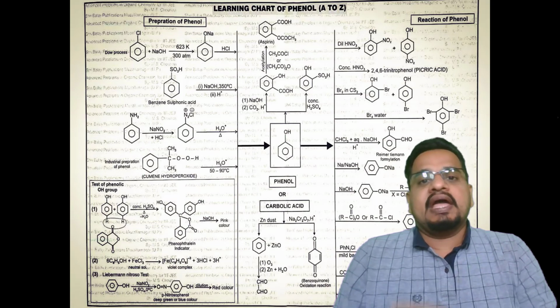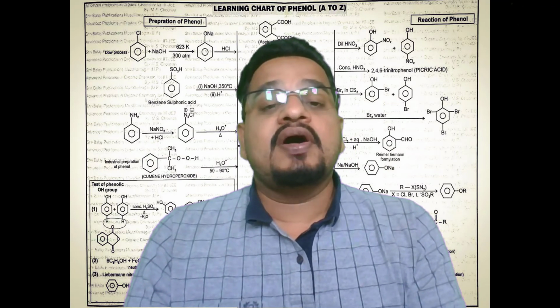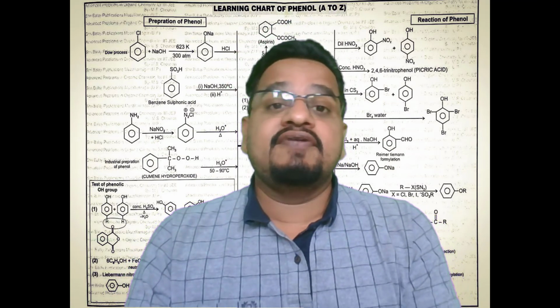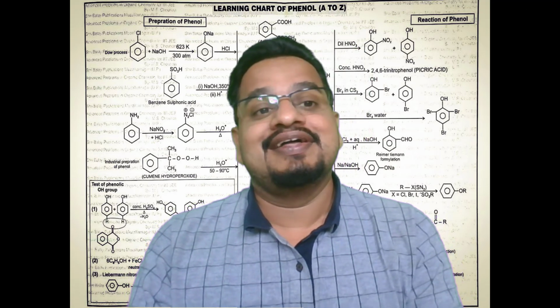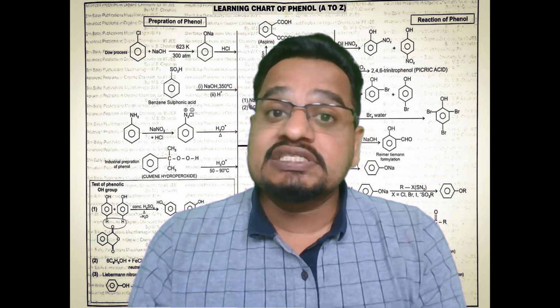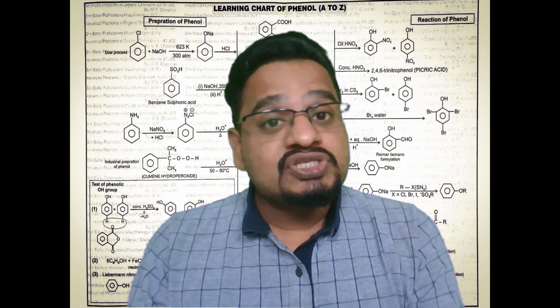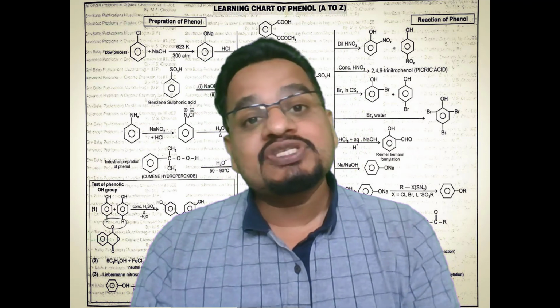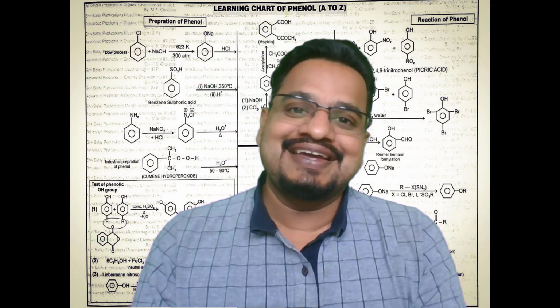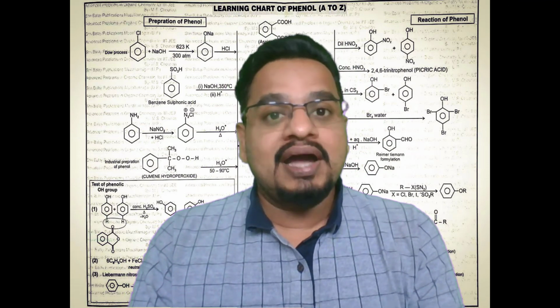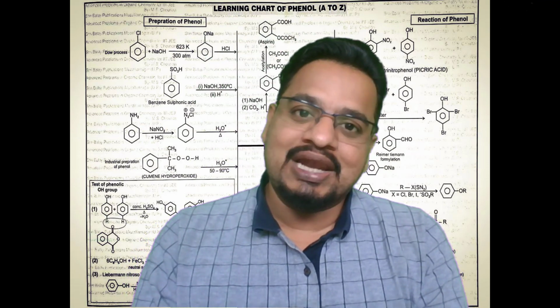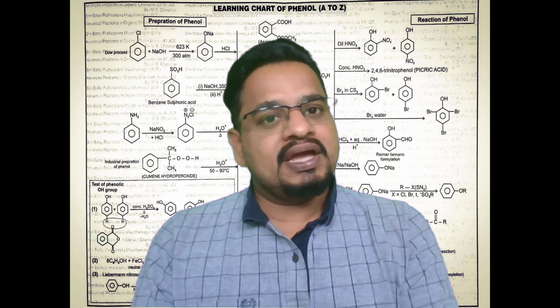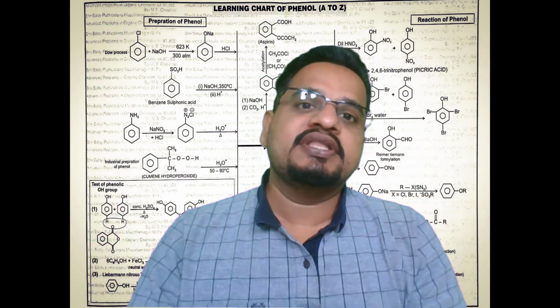Understand? So in short, in the entire phenol chapter we discussed the different methods of preparation of phenol, different reactions of phenol, different tests for phenol, the basic chemistry of phenol, the importance of phenol, the important usages of phenols and their derivatives, and how and why phenol is acidic in nature, why it is more acidic compared to alcohol. So this is all about phenol.